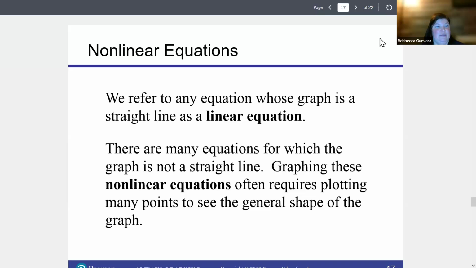So when it was linear, we just needed 3 points to graph. Here, usually we're going to go for like 5 points. As you progress through this and we look at different kinds of equations and you know what their graphs are going to look like, you're going to be able to pick these points out a little easier. Sometimes you can get by with less points as well.